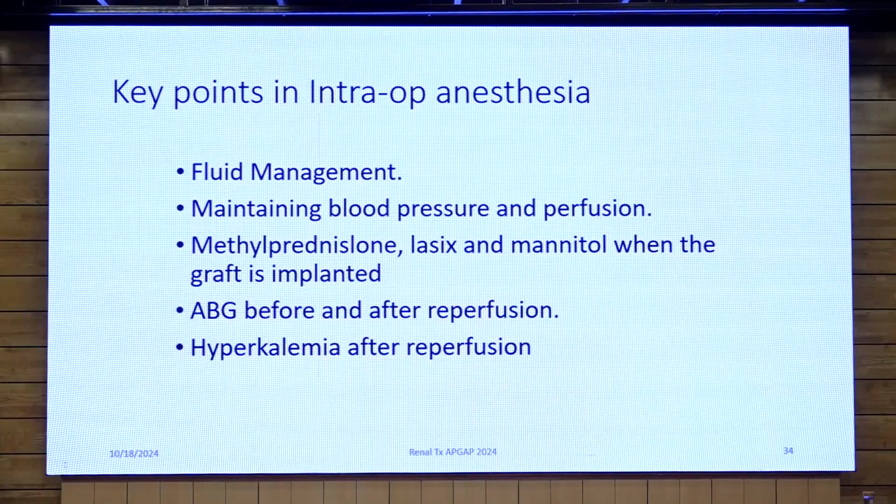I'm going to sum up the key points in intra-op anesthesia. One is fluid management for the recipient. Keep it low because he doesn't have output initially, but when they are going to perfuse, maintain a CVP of 10-12. It's important to maintain the blood pressure. The mean arterial pressure in a renal recipient should be above 90 or even 100, not 65 or 70.